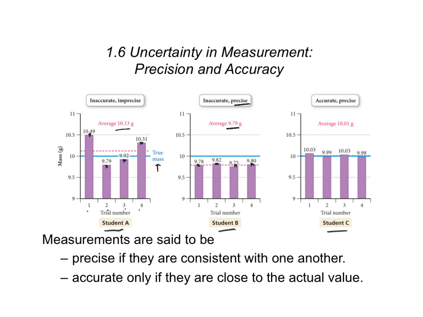Okay, then student C, we've got 4 different measurements again. How precise is student C? Pretty precise, right? These guys are pretty close with respect to one another. And then how does the average compare with the true value? Fairly good, right? So the average is 10.01 grams, true value is 10 grams. So student C is both precise as well as accurate. So student C is a model student, okay?